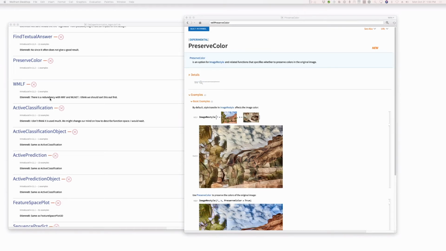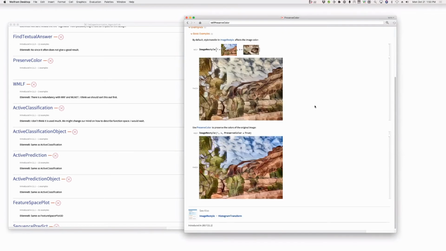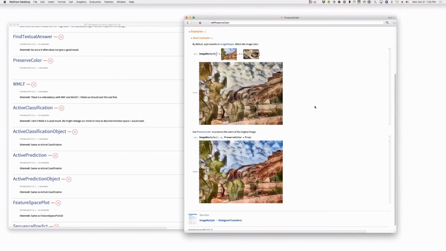Surprised we didn't make it a method or something. Well, I think it's a big deal whether you preserve color or not. I don't know what's happening to imagery style and how much it's evolving. Do you know? I don't think anything happened since we released it.